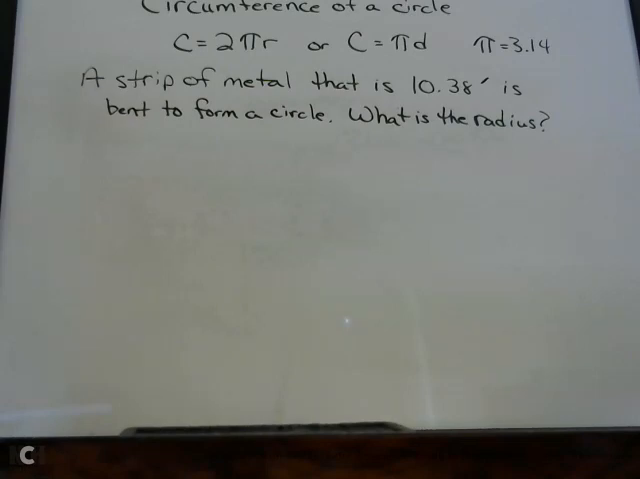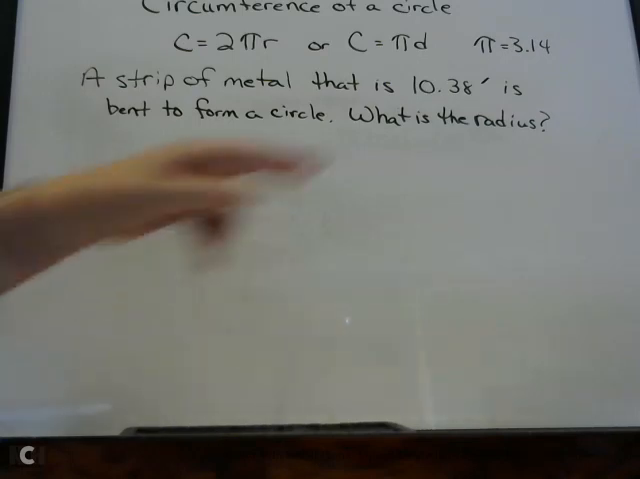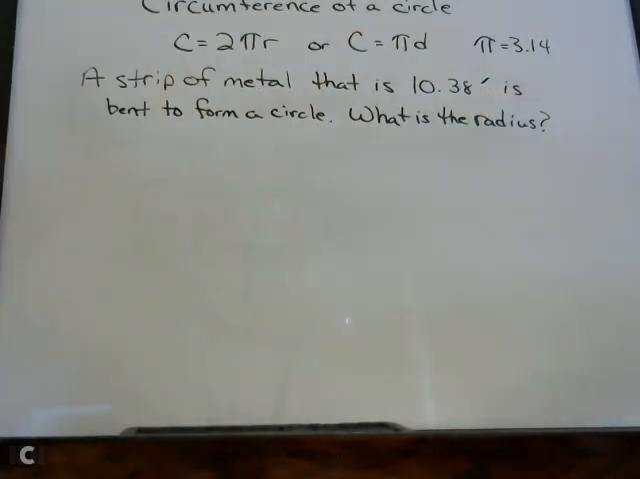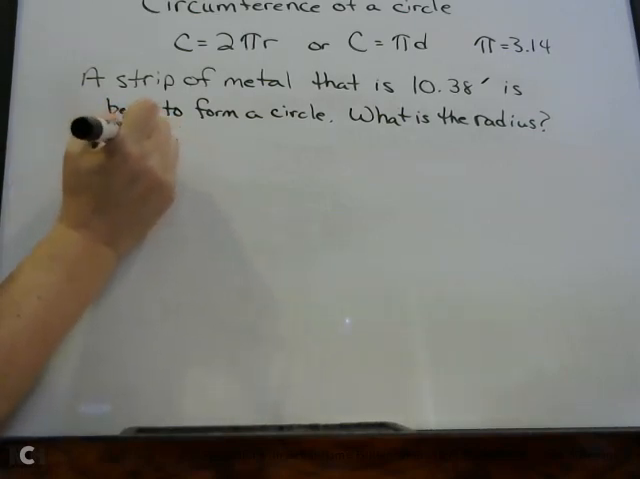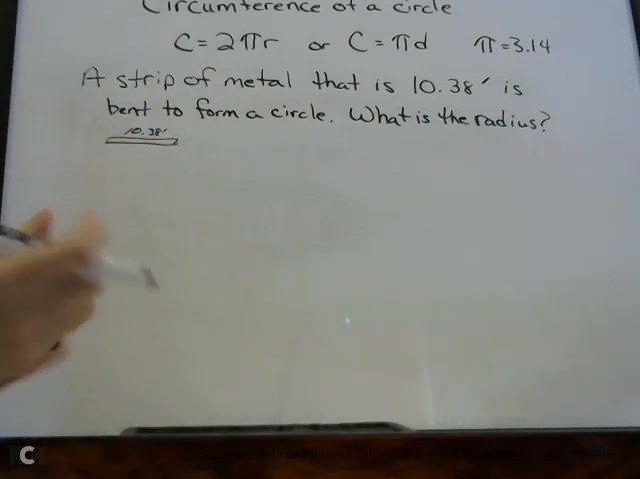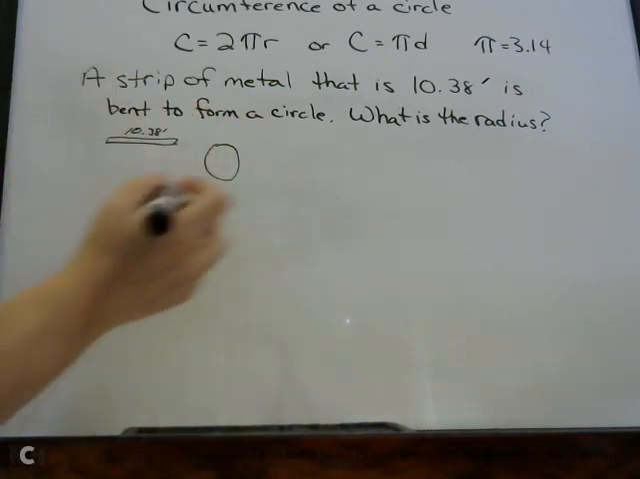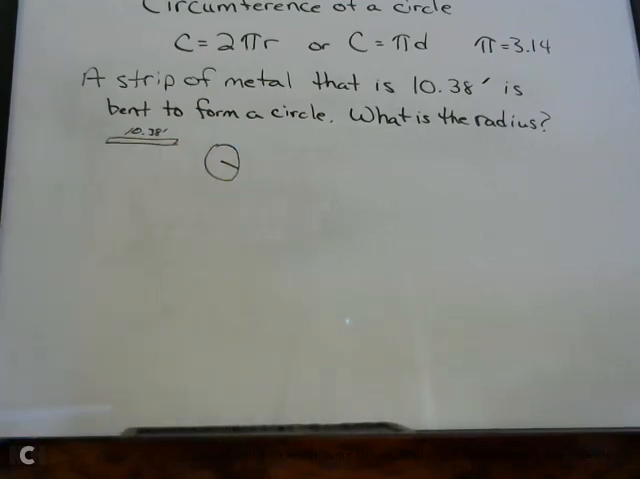Okay, so we have a word problem that says a strip of metal that is 10.38 feet is bent to form a circle. What is the radius? So first of all, if you don't know that that symbol means feet, you should probably know that. So you have a strip of metal that's 10.38 feet, and someone's going to just bend it into a circle. And so the question is, what is the radius? So remember radius. So what is the radius of that circle?